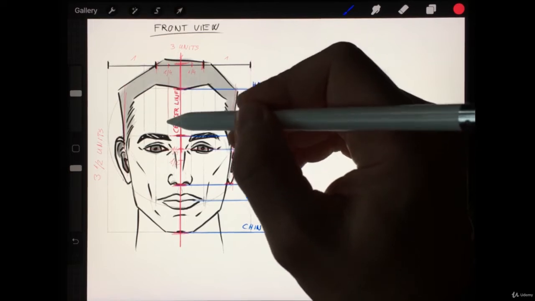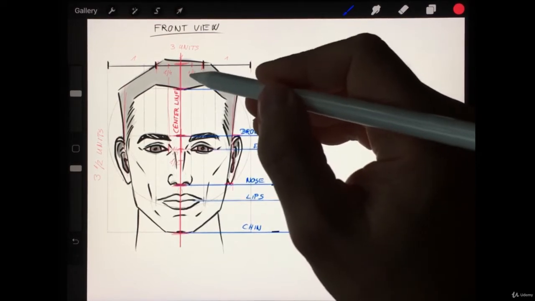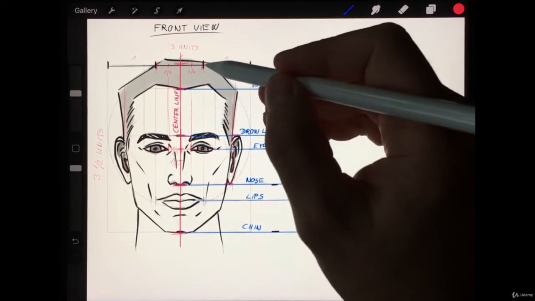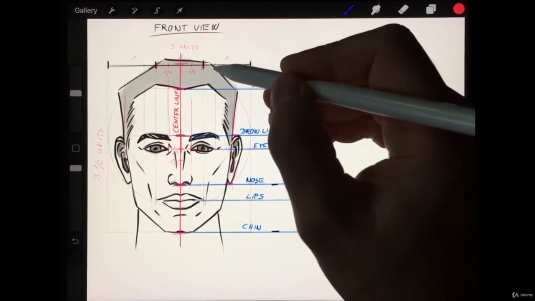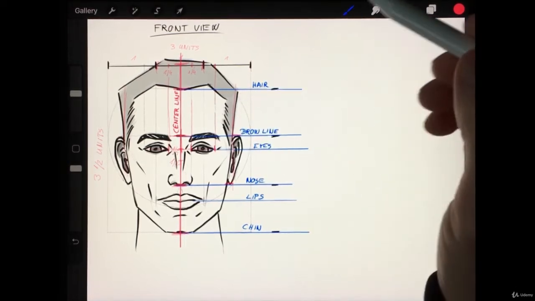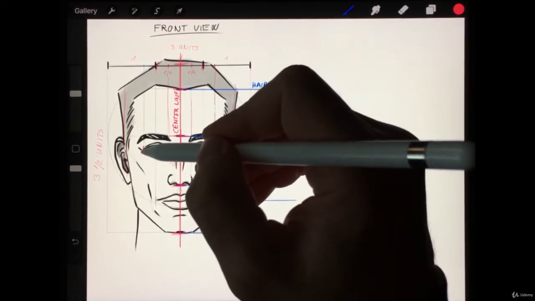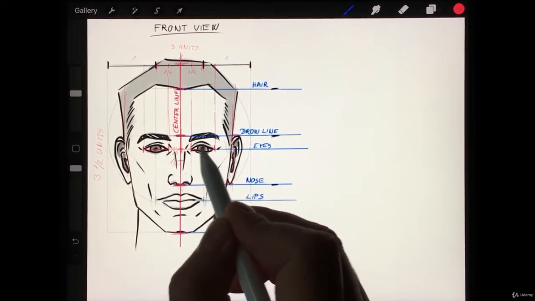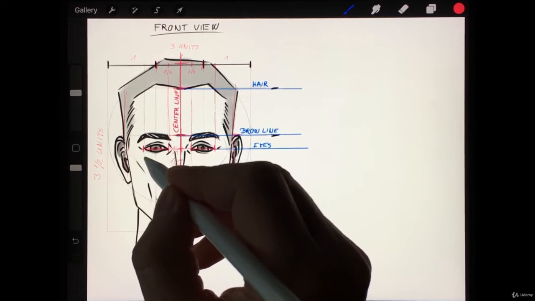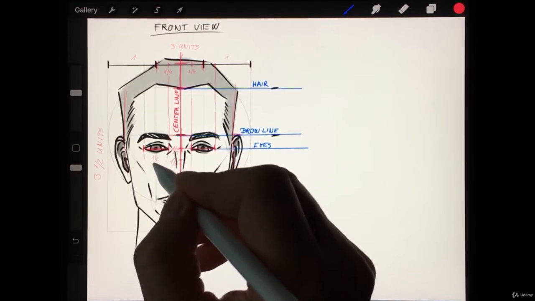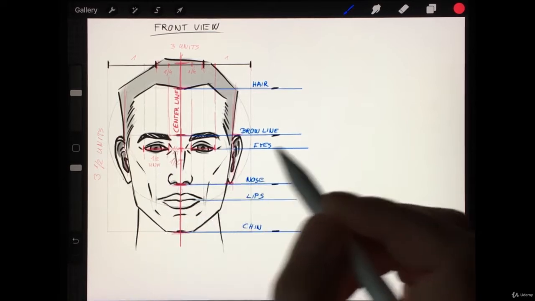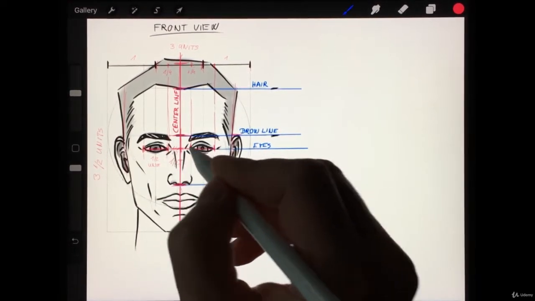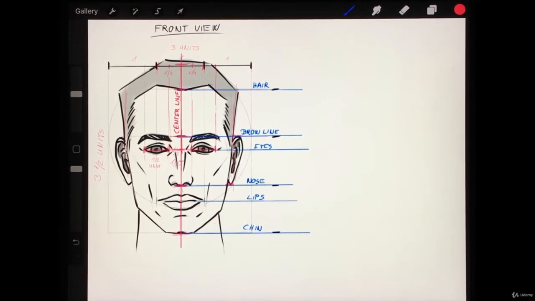If we project this point down, we'll get the inner corner of the eye. Similarly on the other side. And the other corner of the eye will be here. Now notice that based on this measurement, the width of the eye is 2 quarters, which is exactly a half unit. Also realize that the distance between the two eyes is also a half unit. So it's basically 1 eye width.